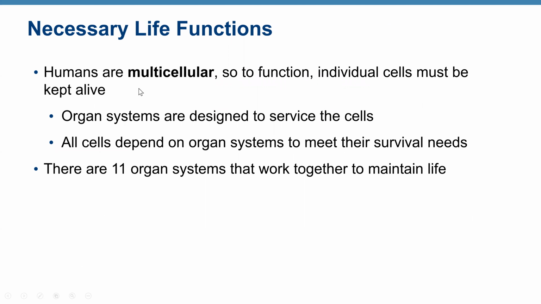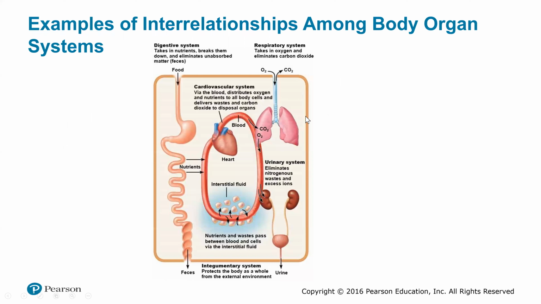Humans are multicellular. That means we are made of many cells. So to function, individual cells must be kept alive. Organ systems are designed to service the cells. All cells depend on organ systems to meet their survival needs. There are 11 organ systems that work together to maintain life. This diagram shows us interaction between body systems.